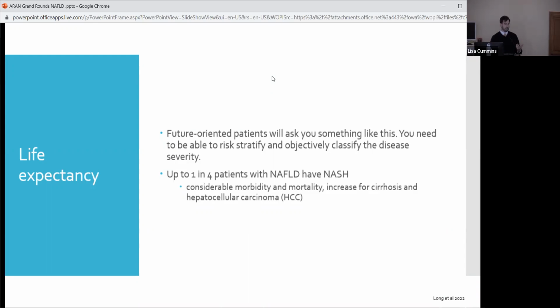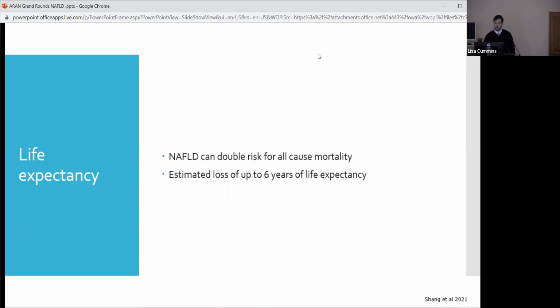Really the best way to do that is to decide, do they have NASH or do they have NAFLD? NASH is really what's driving the morbidity and mortality here. So finding the patients that have that inflammatory injury to the liver is going to be our goal here. NAFLD by itself can double the risk of all-cause mortality, and it's been associated with about a 6-year decrease in expected life. So in case you wanted to know, that's the numbers behind that.